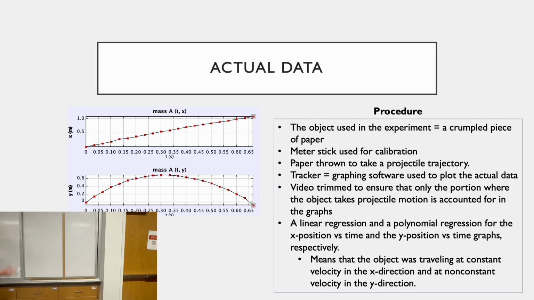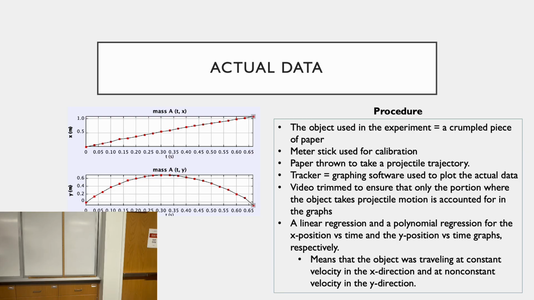In the actual experiment, the object used was a crumpled piece of paper, and a meter stick was used for calibration. The tracker was the graphing software used to plot the actual data. A video was taken of an object being thrown and ended when the object went through the projectile trajectory at the same height it was thrown at. We uploaded the video into Tracker and trimmed it so the video only featured the part where the object was in projectile motion. We set the position axis at the origin, being at the center of mass of the crumpled paper at its initial position.